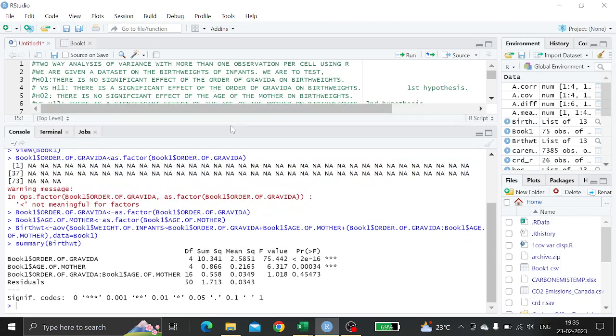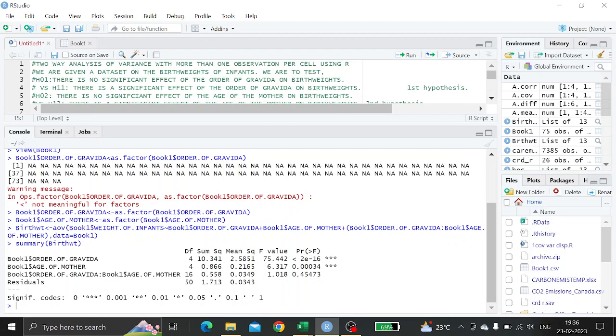Just have a look. Now we have 5 levels of the factor order of gravida, and the degrees of freedom becomes 5 minus 1, 4. We have 5 levels of the factor age of mother. The degrees of freedom becomes 5 minus 1, 4. The interaction part is just a product of the DFs, 4 into 4, 16. Totally we had 75 observations. Total DF then becomes 75 minus 1, 74. Now when we subtract 16 plus 4 plus 4 from 74, the remaining DF, the error DF becomes 50, which is here the residuals.